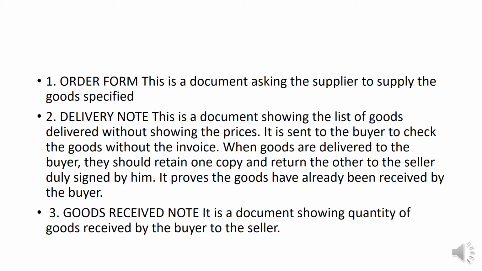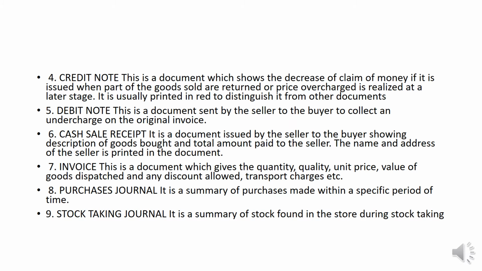Then we go to the credit note. This is a document which shows a decrease of a claim of money. It is issued when part of the goods sold are returned or a price is realized at a later stage. It is usually printed in red to distinguish it from other documents.